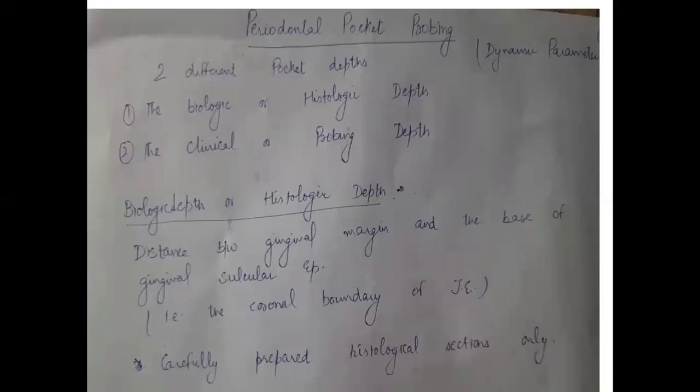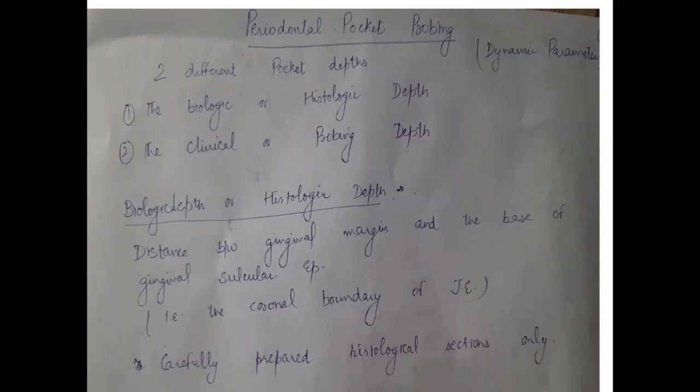Now, coming to periodontal pocket depth. Periodontal pocket is a very dynamic parameter. Periodontal pocket depth keeps on changing. There are basically two different types of pocket depth. One is the biological or histologic depth, and the other is the clinical or probing depth. Now, what is the difference between these two? First, I will tell you the definition, then I will explain it.